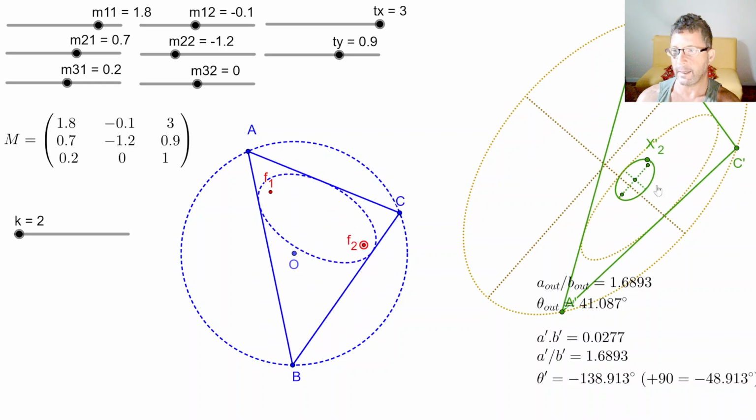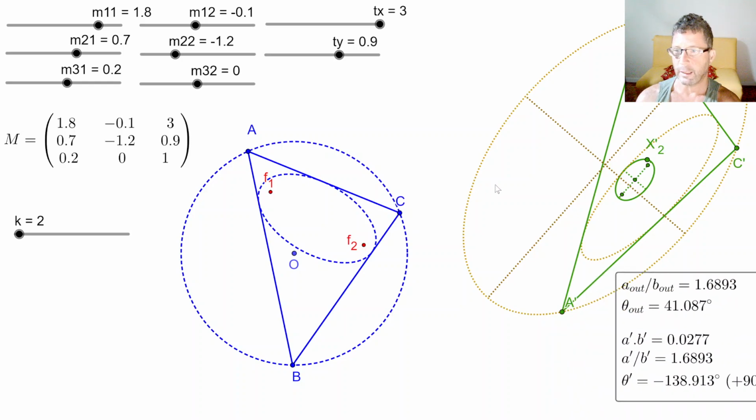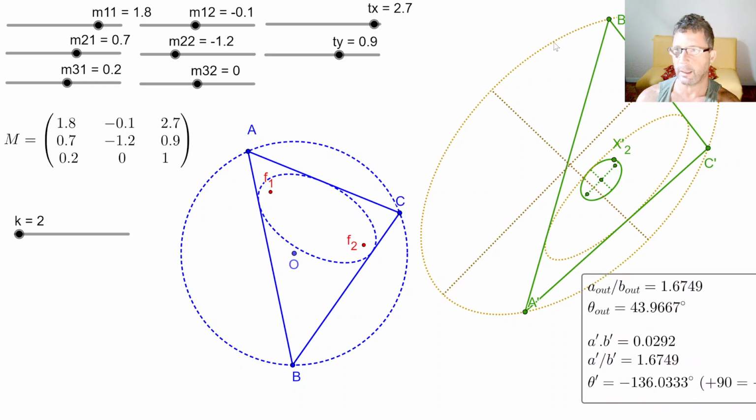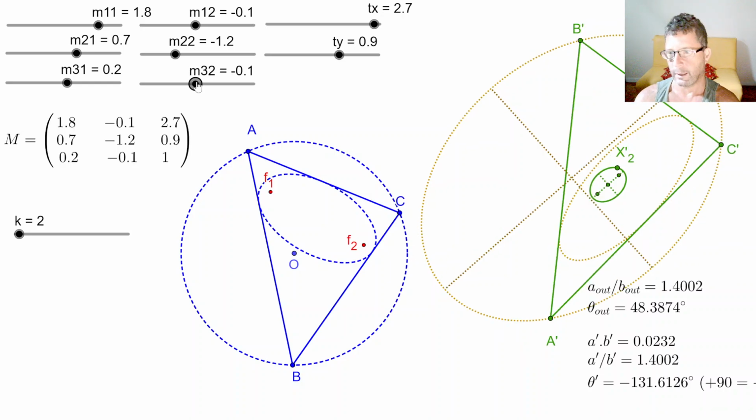On the right, I have the projective image. Let me actually bring this close here. I have the projective image A prime, B prime, C prime of ABC, specified under some 3x3 fixed projective matrix M. It doesn't matter what these entries are. I just want to make sure that this is not an affinity by keeping these bottom two entries here non-zero.